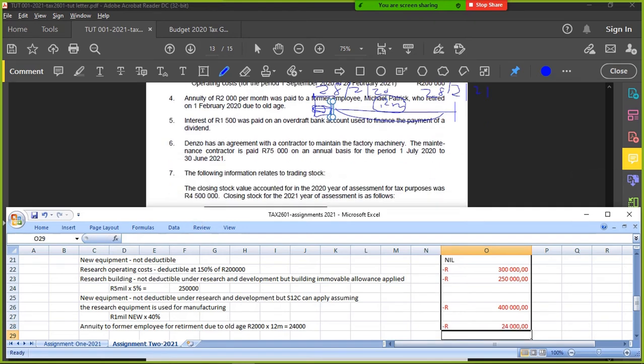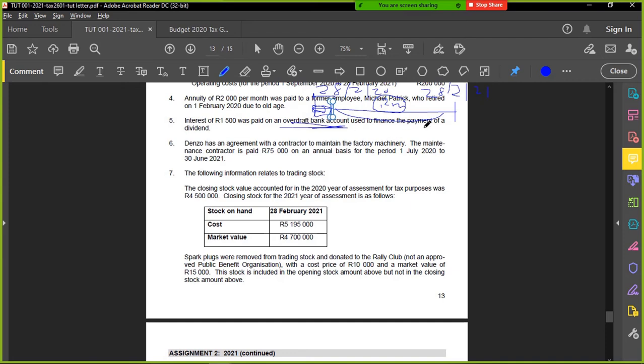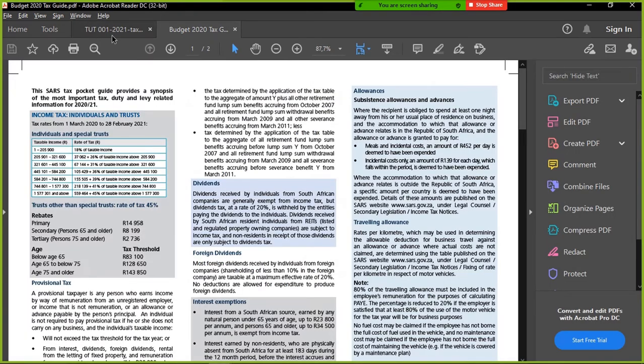Okay, interest of 1.5 was paid on an overdraft bank account used to finance the payment of a dividend. This is the interest deductions. Remember, is interest allowable? This is where I got a little bit confused, because I remember interest on tax is not allowable. Yes, but interest on an overdraft, I think, is allowable. Remember interest and penalties, in other words prohibited deductions. If you're incurring interest on your unpaid taxes, does that make sense? Yes. So remember, if it's interest on an overdraft for a bank account and it's used to finance the payment of a dividend. Let me see if I can find you something here.